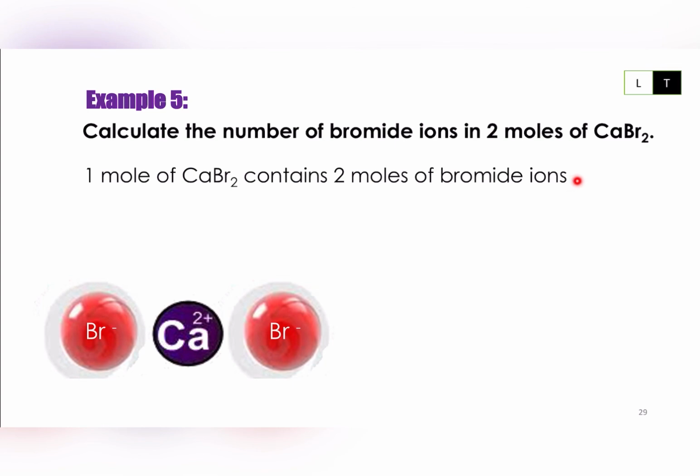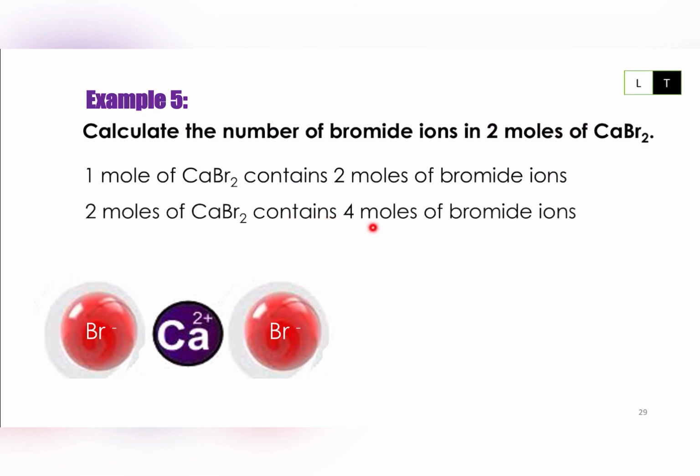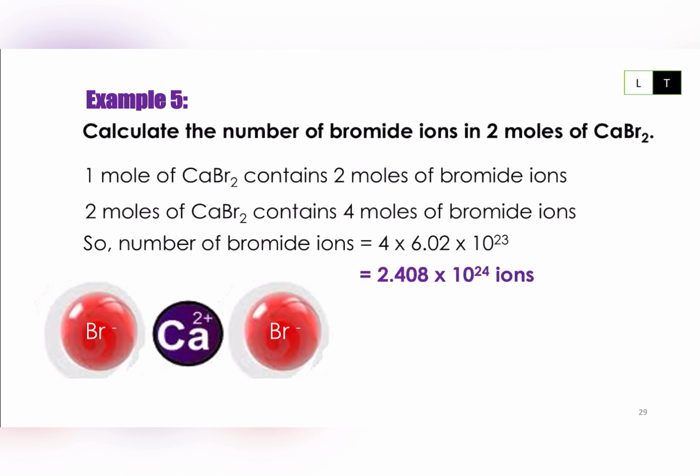Now we are going to write the second line based on 2 moles. This is what the question asks for. So you will write down 2 moles of CaBr2, which contains 4 moles of bromide ion. So when you want to calculate the number of bromide ions, you can write it down as equals to 4 times Avogadro's number. So you will have 2.408 exponent 24 ions. Here you emphasize this number is for number of ions.